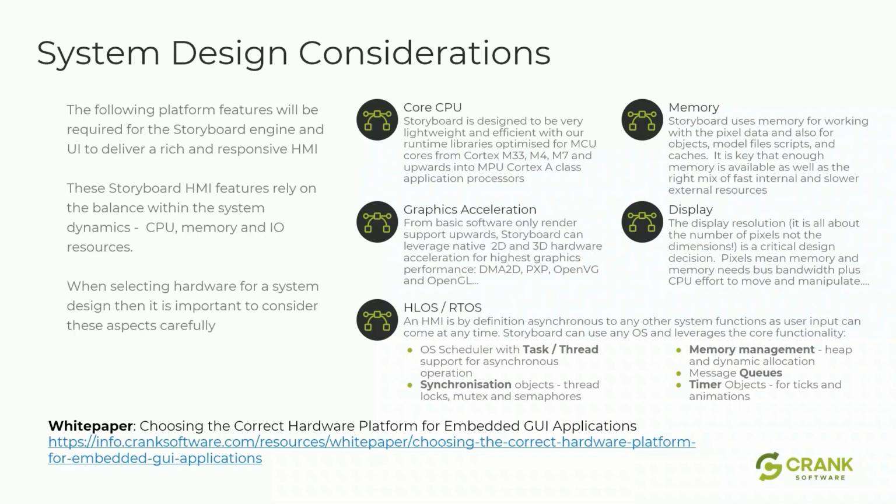Here I've pulled out 5 of them. So the core CPU, we've got support from something really lightweight with our engine, from a Cortex-M3, M33, M4 class, maybe M7, which we're using today, all the way up to multi-core Cortex-A class processors. Those will be running with graphics acceleration perhaps. Some platforms have it, some don't. So we always provide a basic software render support. But if there is 2D or 3D hardware, such as DMA2D, PXP or OpenVG, etc., we're able to leverage that for higher performance.